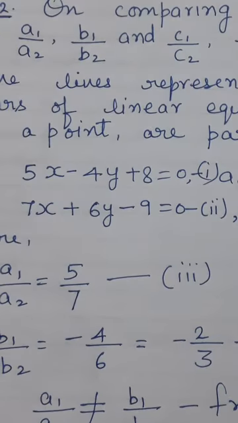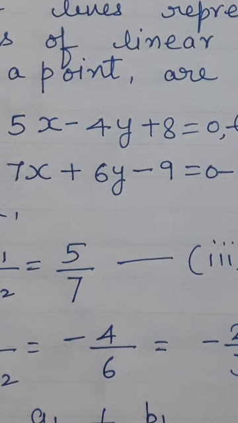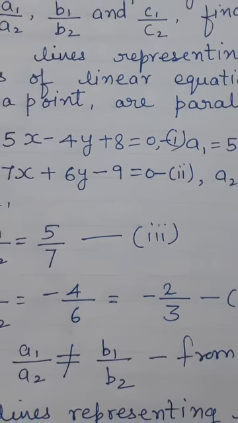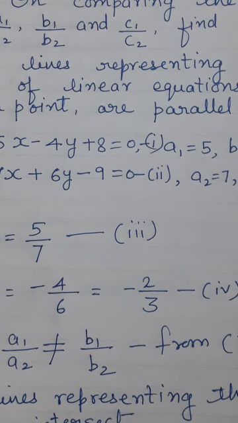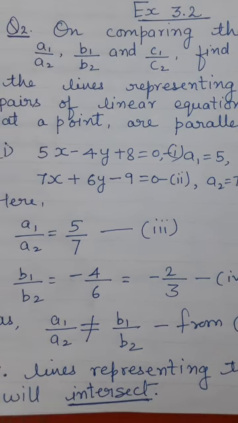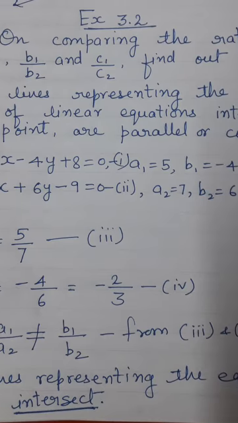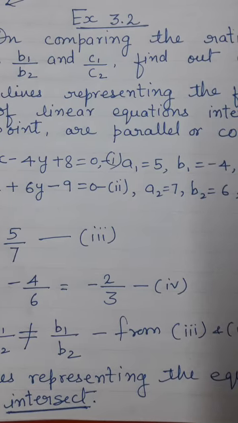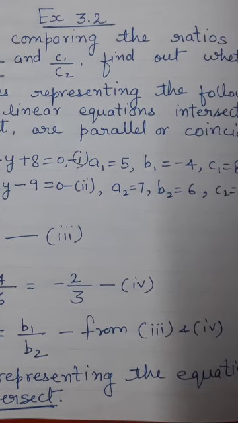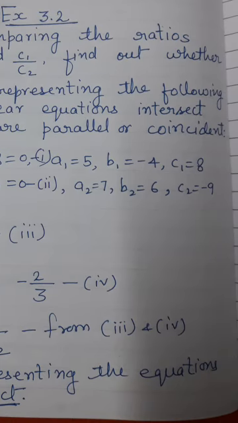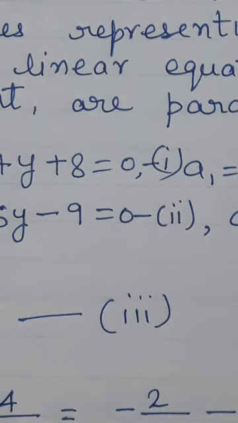Now after this, the given second equation is 7x plus 6y minus 9 is equal to 0. This is the second equation. It means a2, the coefficient of x in the second equation, is 7. Then b2, the coefficient of y in the second equation, is 6. And then c2, the constant present in the second equation, is minus 9.